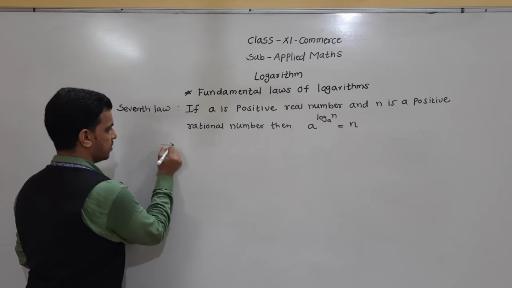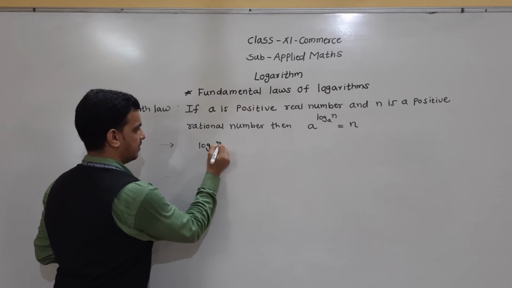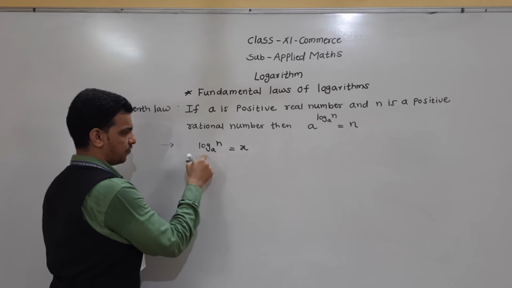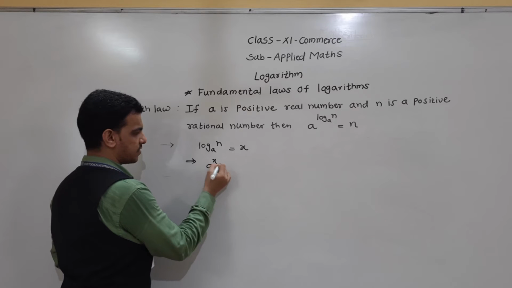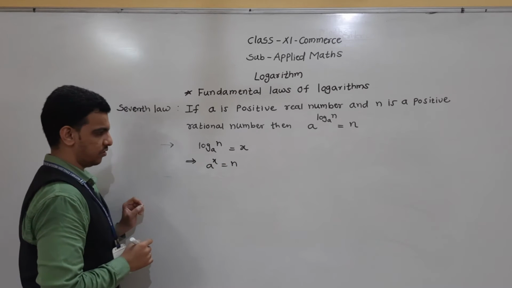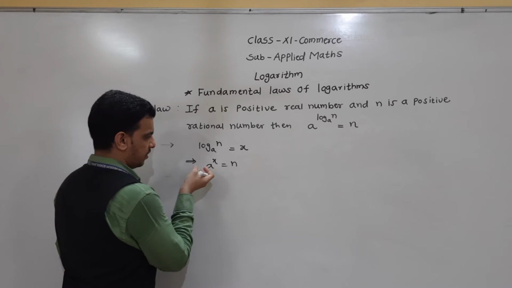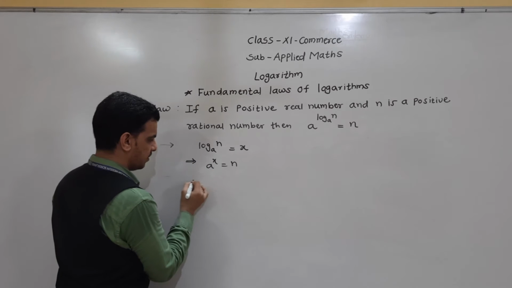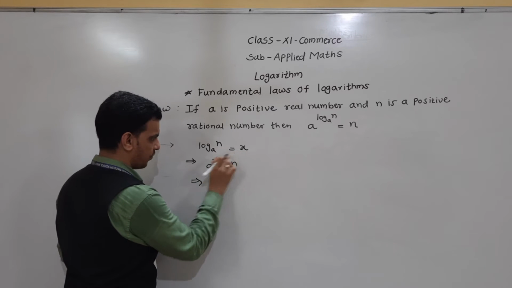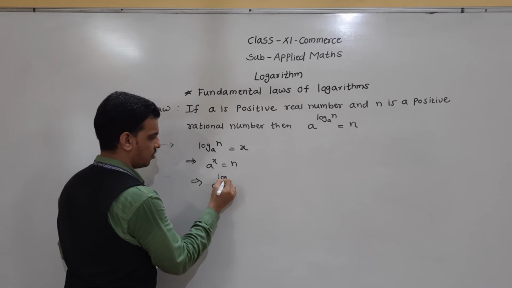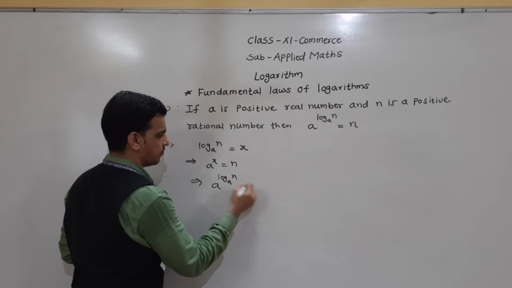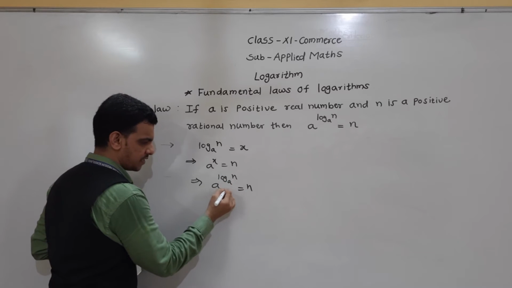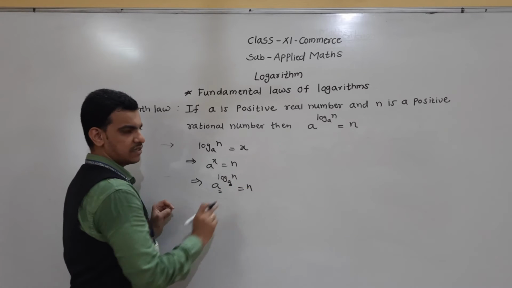Okay, so how do we prove this? Log of n to the base a, we have to suppose that it is x. So by definition of log, a raised to x is equal to n. Okay, so here a raised to x is n, means the value of x is log of n to the base a. So a raised to the value of x, that is log n to the base a, is equal to n. So a raised to log of n to the base a, this base and this base being equal, is equal to the argument.